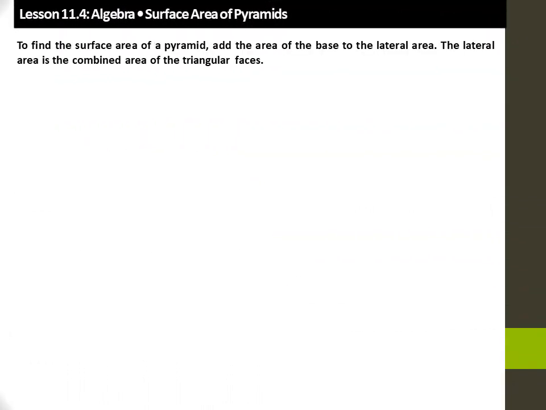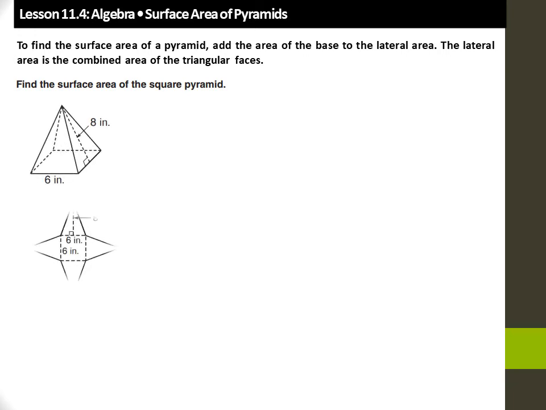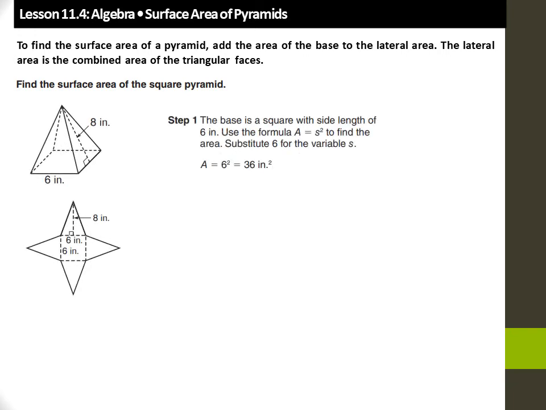Surface area of pyramids. To find the surface area of a pyramid, add the area of the base to the lateral area. The lateral area is the combined area of the triangular faces. Let's find the surface area of the following square pyramid. In step 1, we need to find the area of the base. The base is a square with side length of 6 inches. So we must use the formula A equals side squared to find the area of the square. The answer is 36 inches squared.